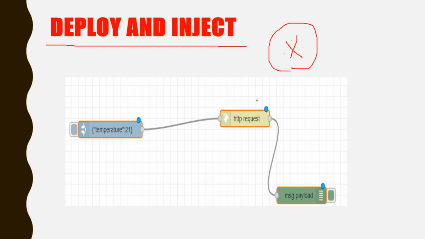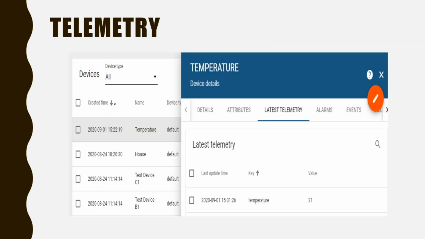Okay, so deploy the flow and click the inject button. So you just click the inject. Now we have to toggle to the ThingsBoard platform. So in the ThingsBoard platform, you could see the device which we added will be available. So whichever device you added, you just click it. Once you click it, you could see the temperature which I passed over there, and the value 21 will be displayed. So you have to click this latest telemetry.